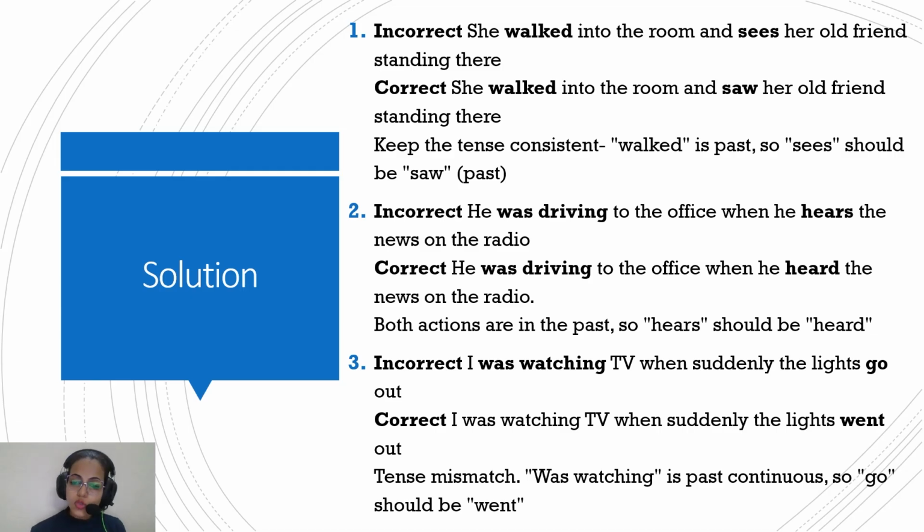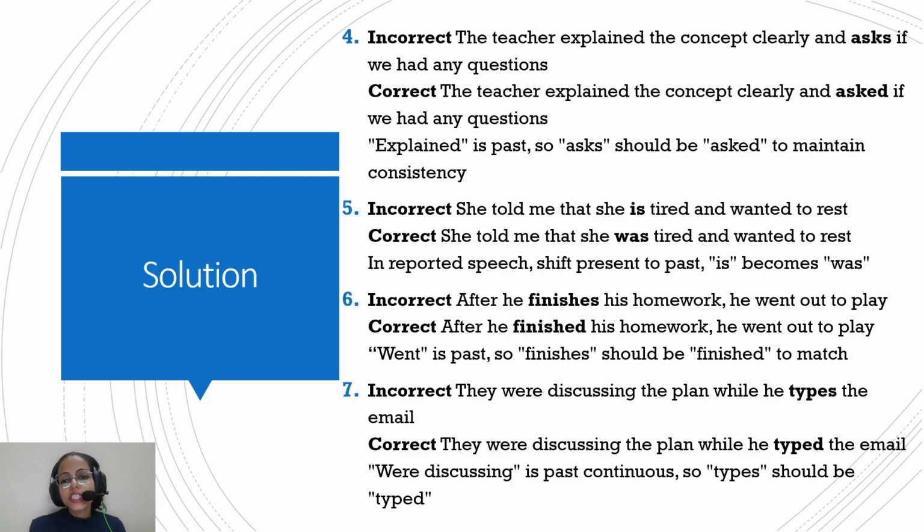Okay, I was watching TV when suddenly the lights go out. So this is again a tense mismatch. I was watching the TV when suddenly the lights went out. So go will become went. Okay. The teacher explained the concept clearly and asks if we had any question. Of course, explained and asked are not in the same tense, and the tense should be consistent. The teacher explained the concept clearly and asked if we had any question, because explained is in the past, so asked should also be in the past to maintain the tense consistency.